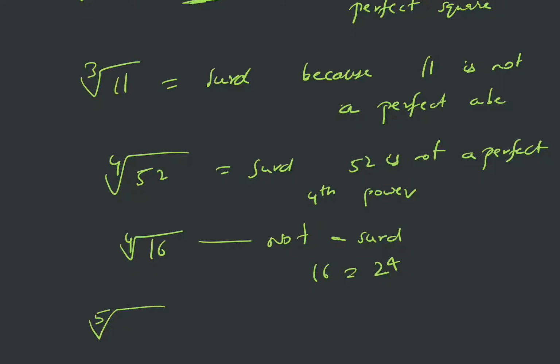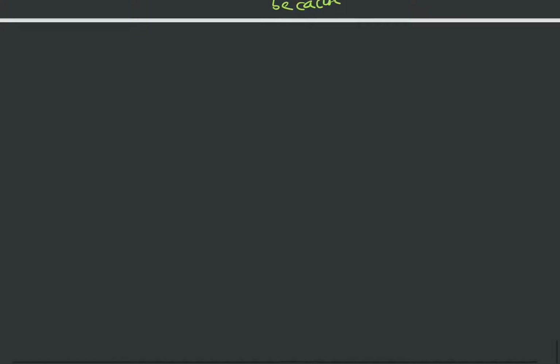Similarly, if I write say fifth root of 243, this is also not a surd, because 243 is a perfect fifth power. This is 3 power 5, so this is also not a surd. So nth root of a is a surd if a is not a perfect nth power, right?